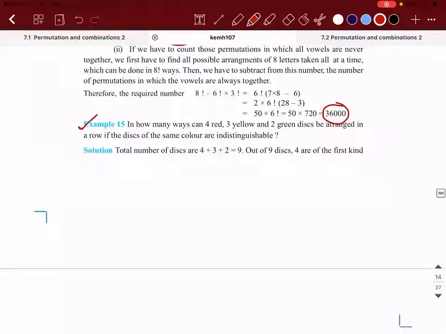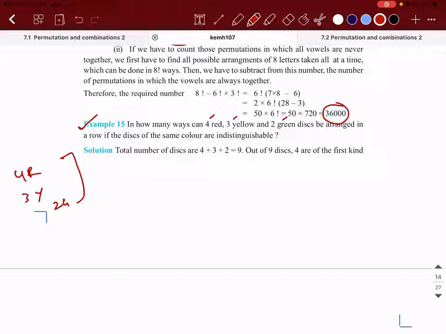15th one. In how many ways can 4 red, 3 yellow, and 2 green discs be arranged in a row if the discs of the same color are indistinguishable? What is the meaning of this? So how many discs do you have? 4 red, 3 yellow, and 2 green. This to be arranged in a row, if the discs of the same color... Sir, it's just like O1 and O2 will be the same.